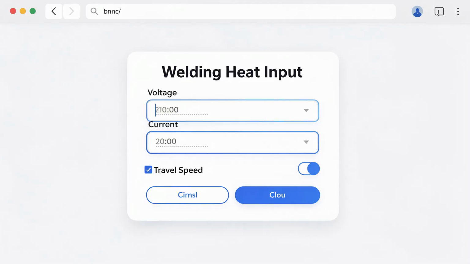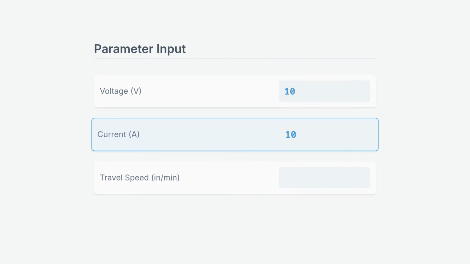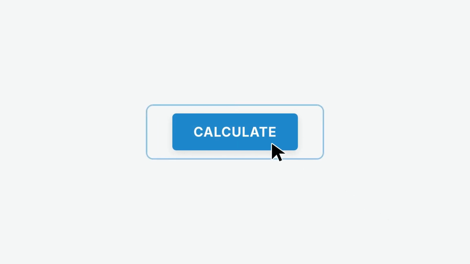joint. There are no drop-down menus for this calculator. All three are direct numerical entries. For our example, I'll enter 10 volts for voltage, 10 amperes for current, and 10 inches per minute for travel speed. After clicking Calculate Heat Input, we get two results.